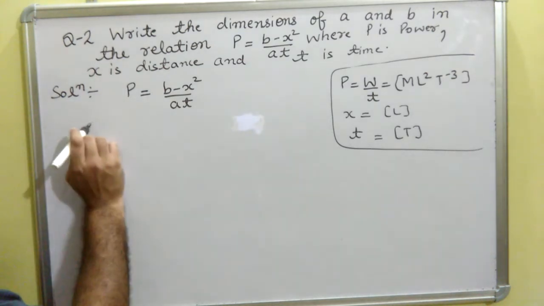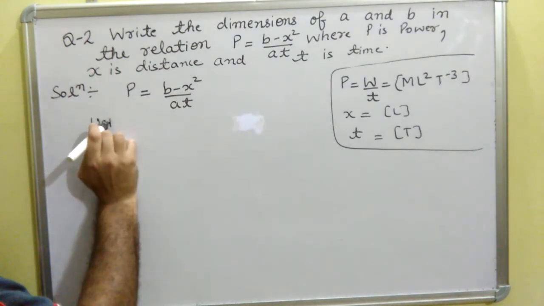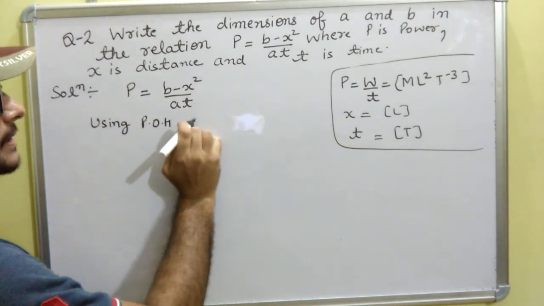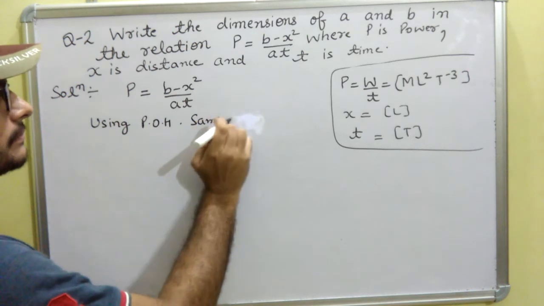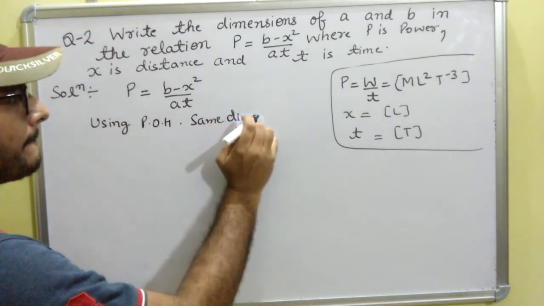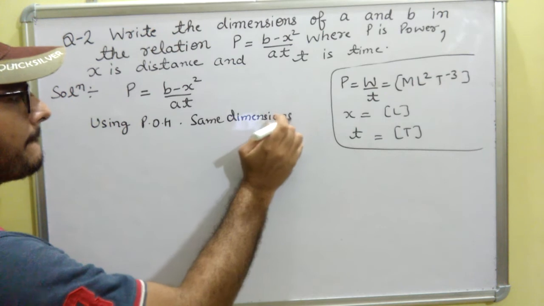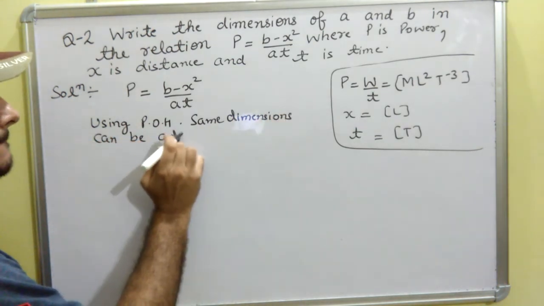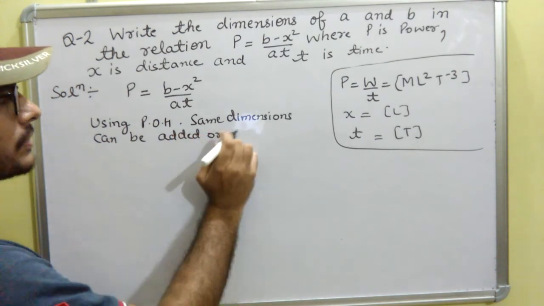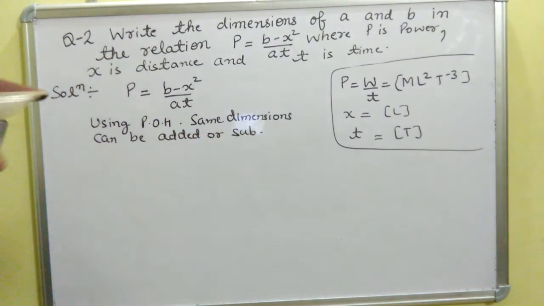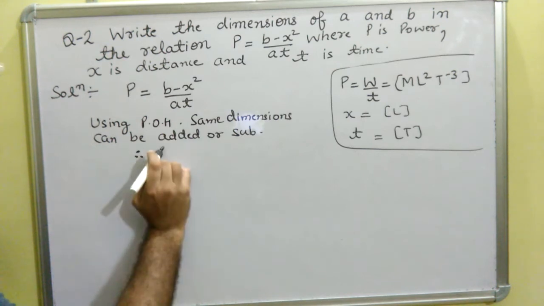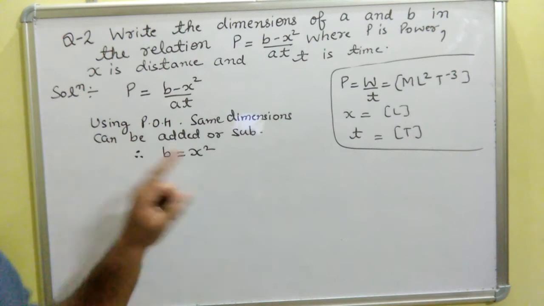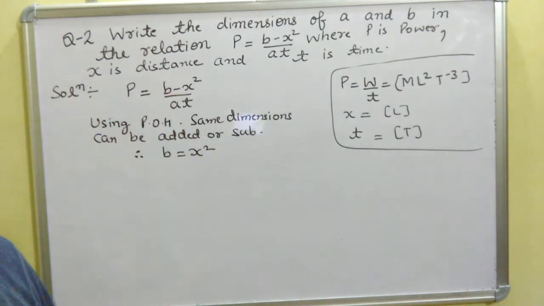So using P dot O dot H, same dimension can be added or subtracted, we know. Therefore my b will be equal to x square. It means the dimension of b should be equal to x square. That's why there is a minus sign in between them.